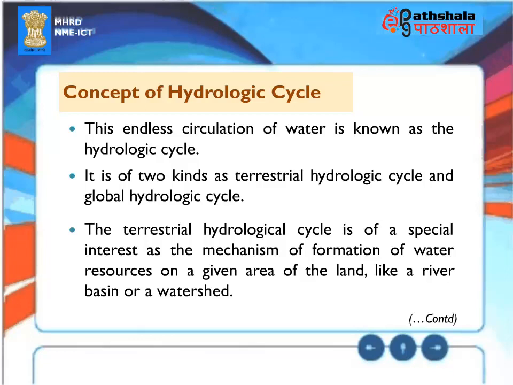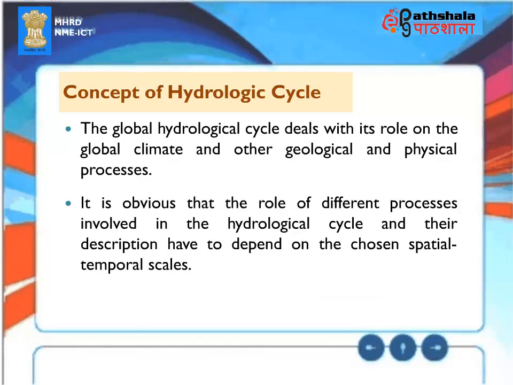It is of two kinds: the terrestrial hydrologic cycle and the global hydrologic cycle. The terrestrial hydrological cycle is of special interest as the mechanism of formation of water resources on a given area of the land, like a river basin or a watershed. The global hydrological cycle deals with its role on the global climate and other geological and physical processes. It is obvious that the role of different processes involved in the hydrological cycle and their description have to depend on the chosen spatial and temporal scales.